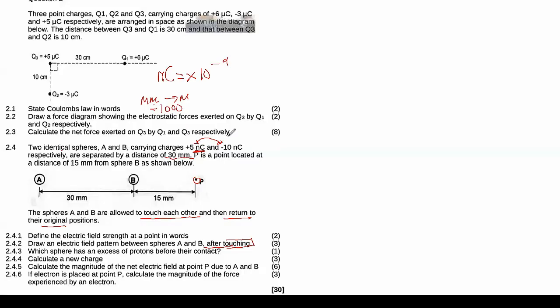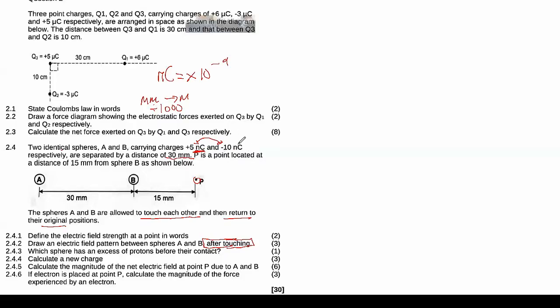But then remember, after they touch, they will separate to their original positions, mainly because after touching, they share the same magnitude of charges, and also they have the same sign on the charges. So if they say after touching, that means right now you have to draw the one whereby they repel. But will it be a positive repulsion or negative repulsion?